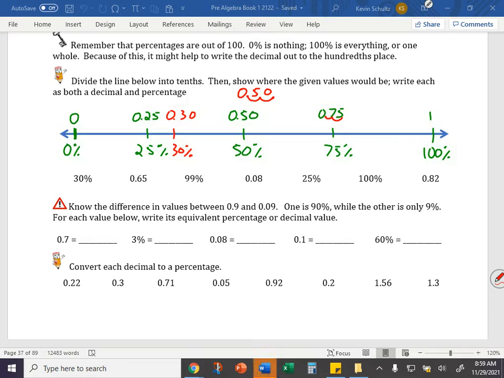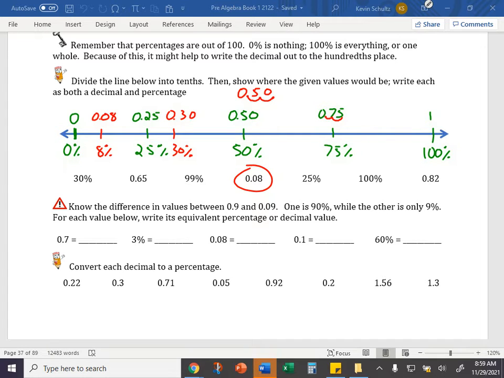0.08. Kind of the one in the middle here. Where's 0.08 going? Haley? 8%, right? So kind of more towards this end here. 0.08 going to be 8%. And then the rest of the page is really just converting, okay, from decimal to percentage.